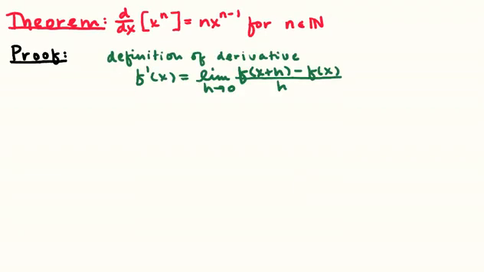All right, so first I've got to remind you the definition of the derivative: the derivative is the limit as h approaches 0 of f of x plus h minus f of x, divided by h. Okay, so let's just bring in that limit and apply it to x to the nth power.